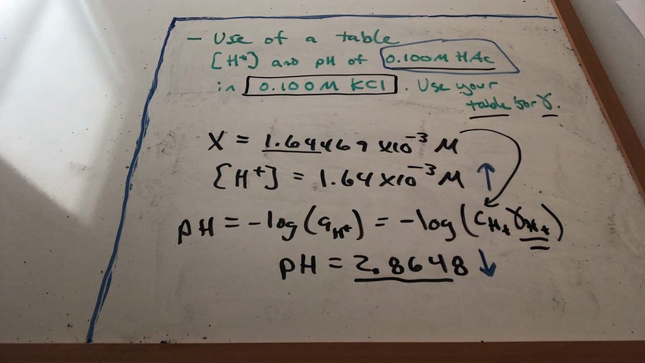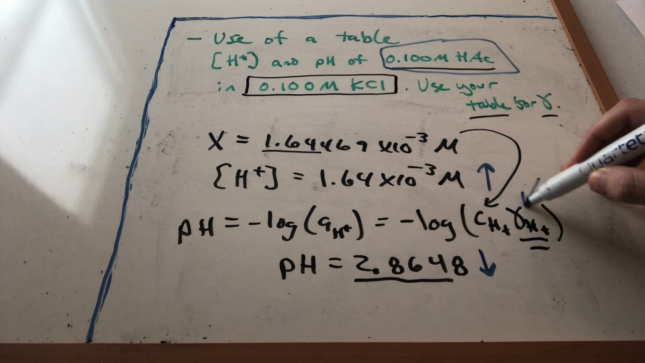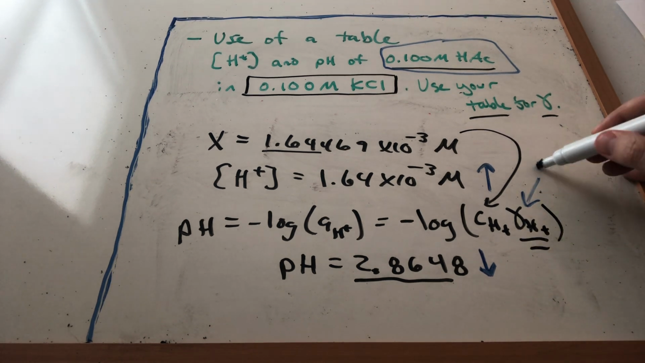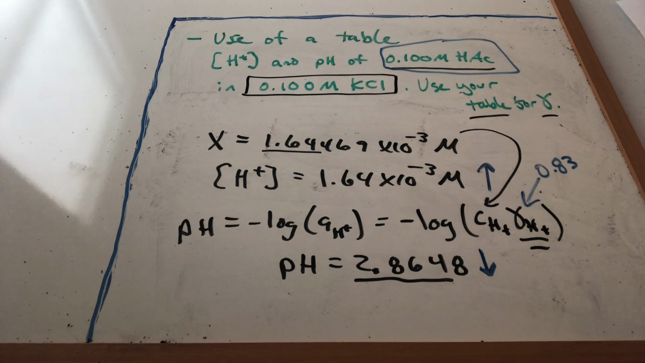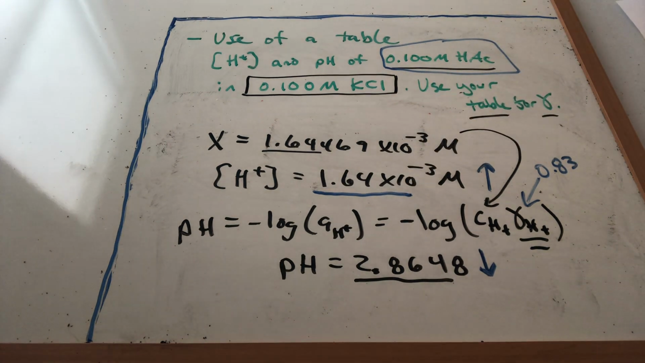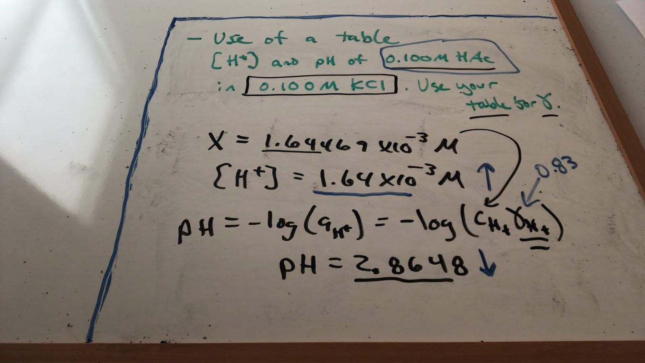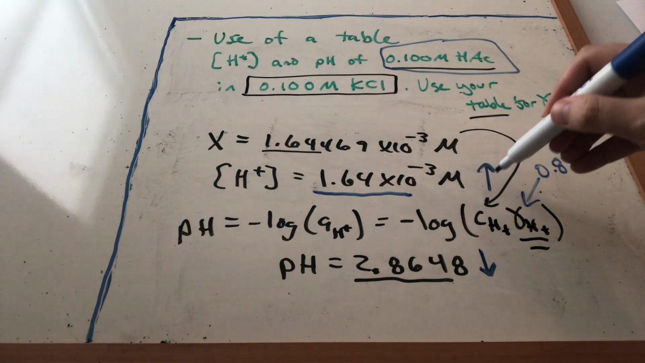So what's the difference here? We do see that there is an activity coefficient that's not 1. It's 0.83. So the activity of the ions are affected for sure. But the main difference here is that the concentration went up by a drastic amount. So it used to be 1.3 times 10 to the minus 3, now it's 1.6. So when I say drastic amount, what I mean is this went up enough.